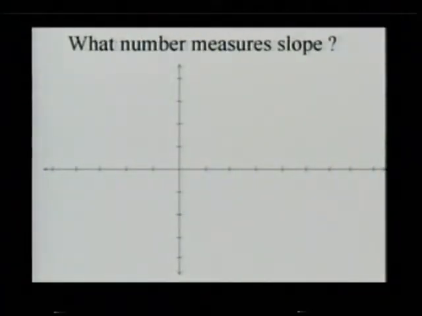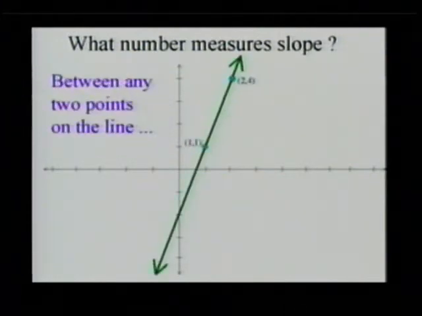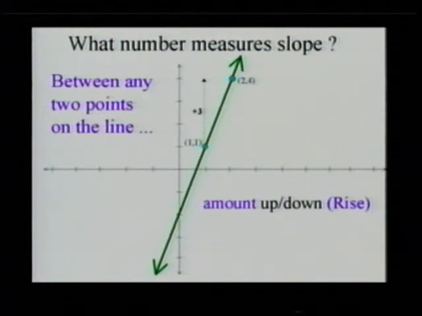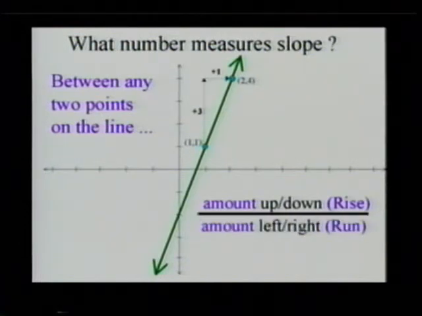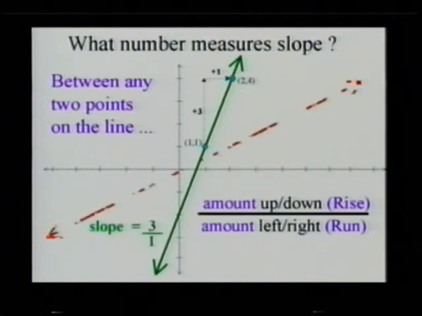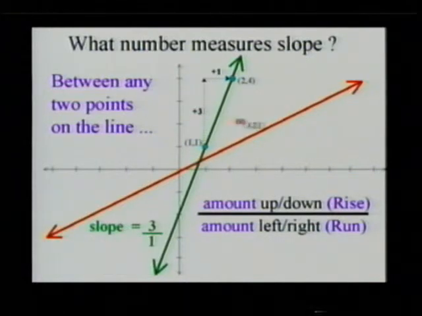How do we measure slope? Well, let's see. Slope is measured by, between any 2 points, the amount you go up or rise relative to the amount you go over or run. It doesn't matter which 2 points. In this case, we went up 3 and over 1, so the slope is 3 over 1. In this case, we went up 1 and over 2, so the slope is 1/2.